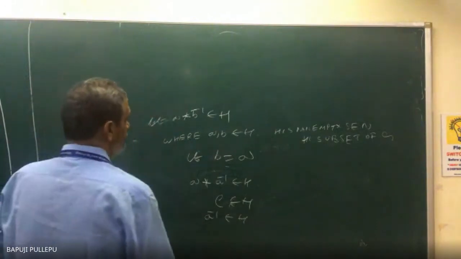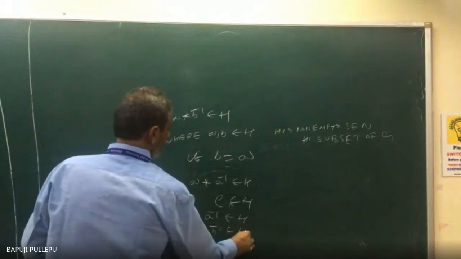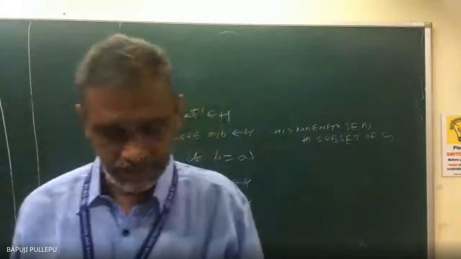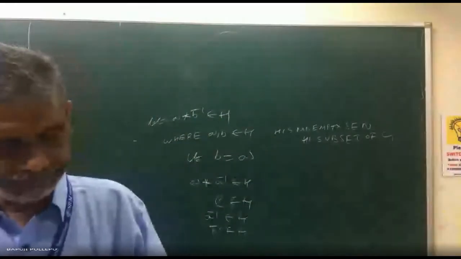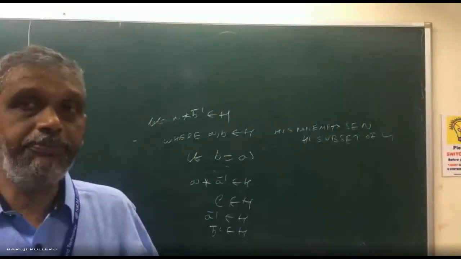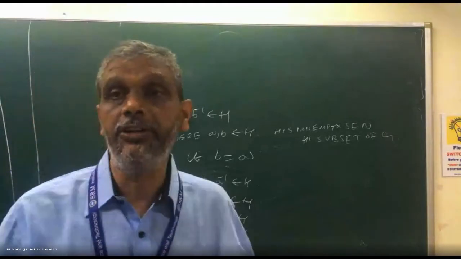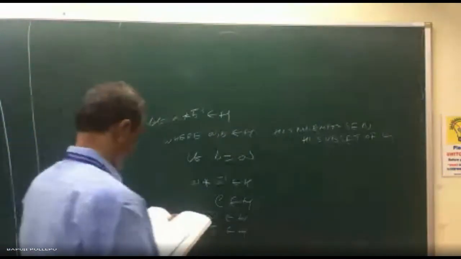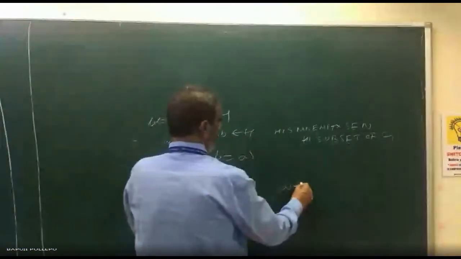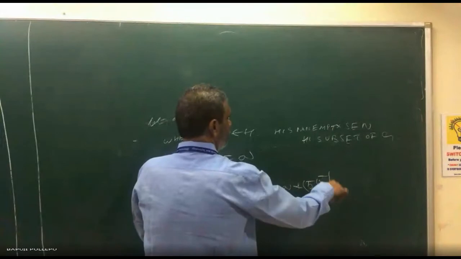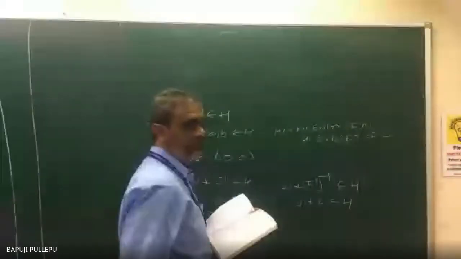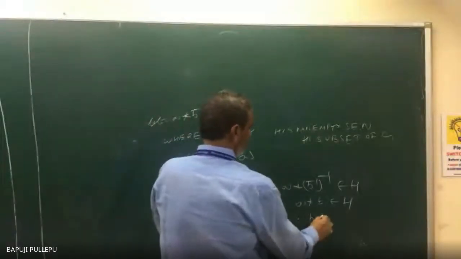A inverse belongs to H means then B inverse also belongs to H. This is already taken: A star B inverse belongs to H. If B inverse belongs to H, I want to prove that B also belongs to H. Then using this condition, A star B inverse, if I take the whole element, belongs to H. So that is A star B belongs to H, which means B also belongs to H.